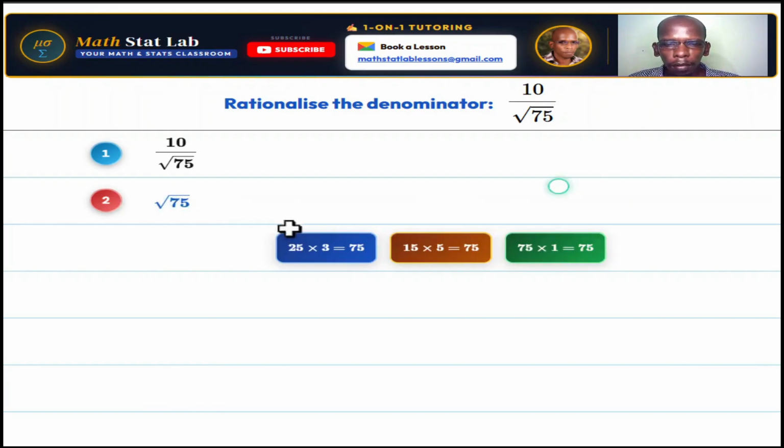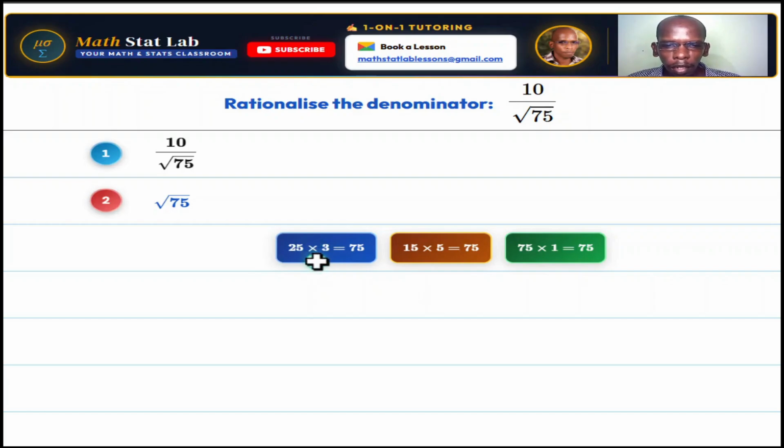If I take 25 by 3, it will be 75. If I take 15 by 5, it will also be 75. If I take 75 multiplied by 1, it will also be 75. But from these factors, I want one with the highest number that has an exact square root. The other number doesn't matter whether it has an exact square root or not. I just need one with an exact square root.